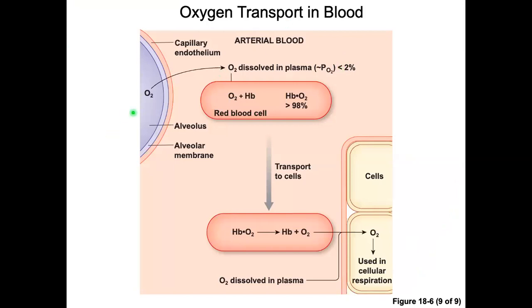So here's the capillary on the top left, lung, then your red blood cell, and then your tissues on the bottom right. So oxygen diffuses into the plasma. Some of it stays in the plasma, not much, about 2%. Most of the oxygen goes into the red blood cell and binds to hemoglobin. So most of your oxygen gets transported in the blood bound to hemoglobin.